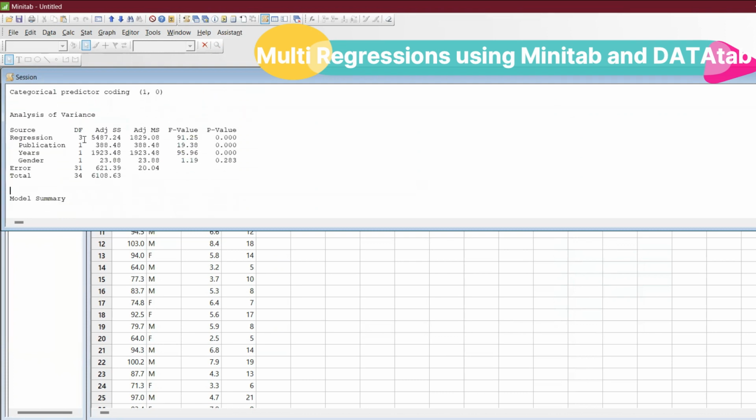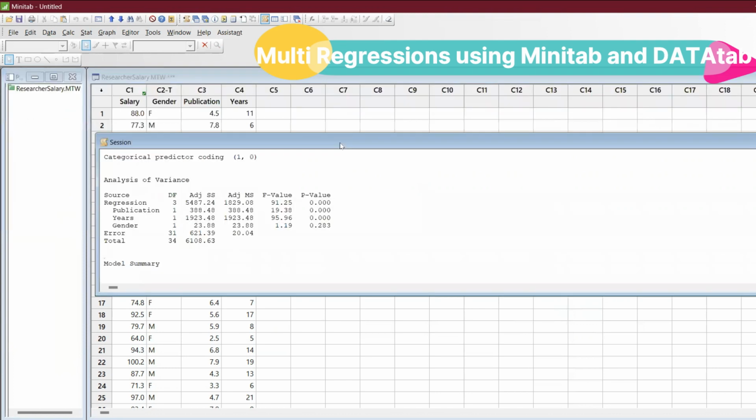Degree of freedom is 3. Why? Because we are talking about 4 factors: salary, gender, publication, and years. So 4 minus 1 is 3. Adjusted sum of squares, adjusted mean square, and the F value is nothing but 5487 divided by 18, and you will get this one, and the p value.